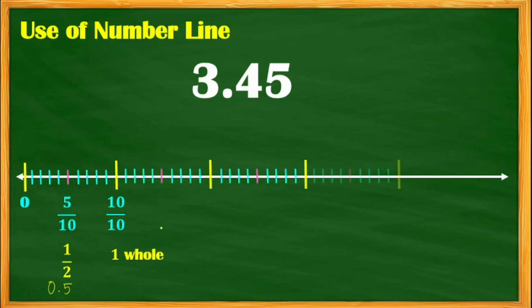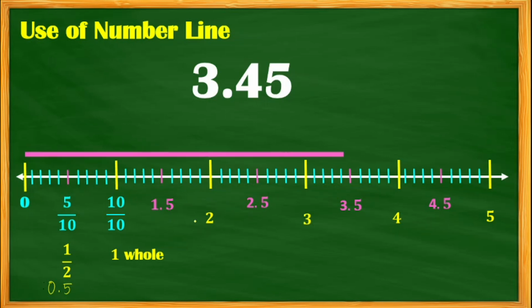Then continue the number line. So we have 1 and 5 tenths, 2, 2 and 5 tenths, 3, 3 and 5 tenths, and 4, 4 and 5 tenths, and 5. Now, let's visualize 3 and 45 hundredths. So start with the 0 going to 3 and 45 hundredths.